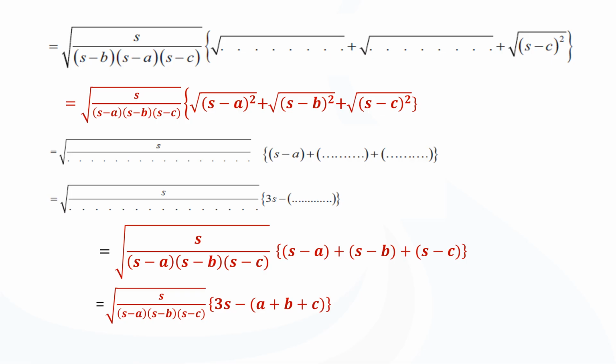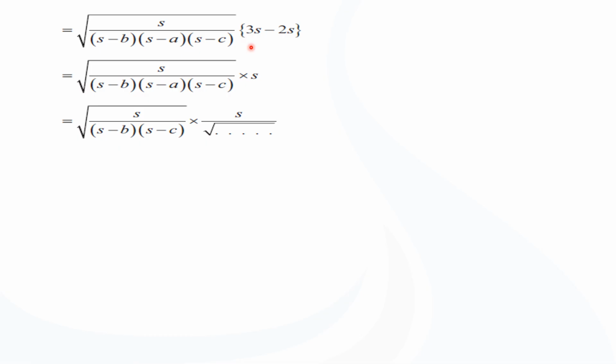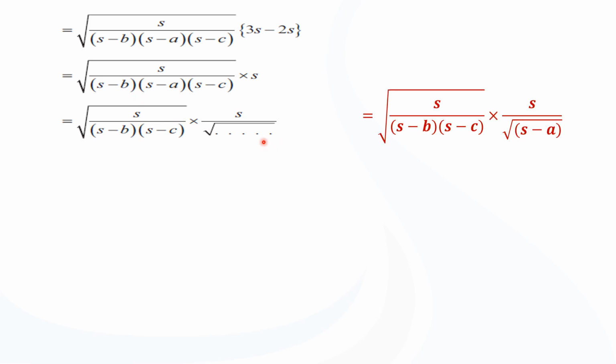Clear? Okay. So what is a plus b plus c? As we had seen, it is 2s, the perimeter, and 3s minus 2s gives you s. Now what is left? Here we'll keep b and c together. s minus a will take the other side. So here root of s minus a.